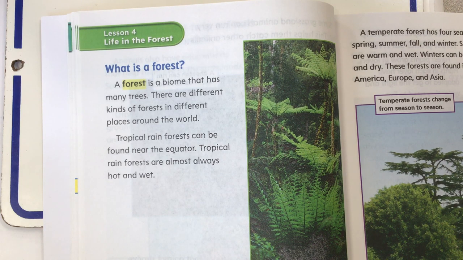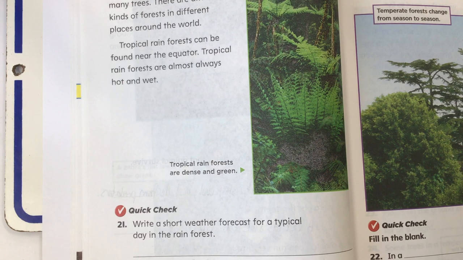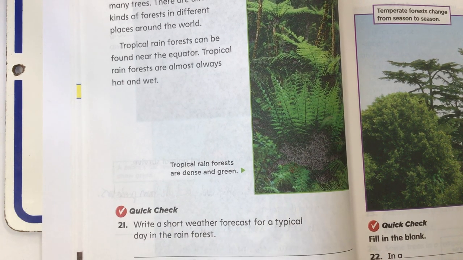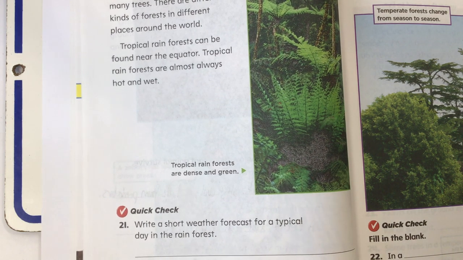Tropical rainforests can be found near the equator. Tropical rainforests are almost always hot and wet. Tropical rainforests are dense and green. Write a short weather forecast for a typical day in the rainforest. So here you're going to say something like, it is a hot and wet day here in the rainforest.